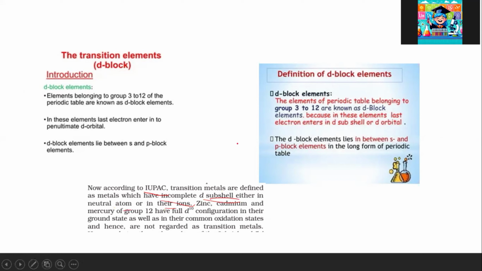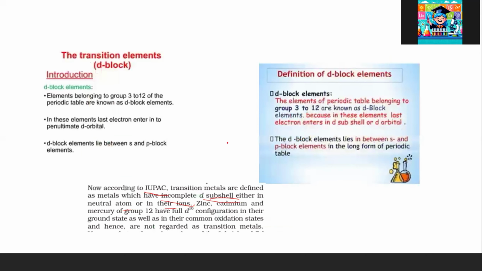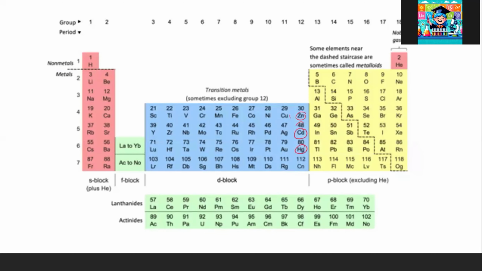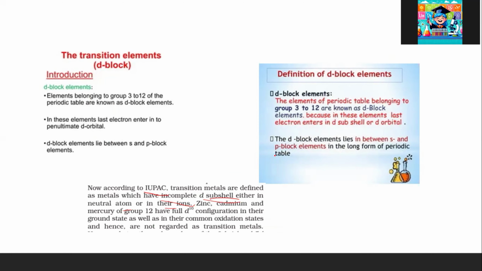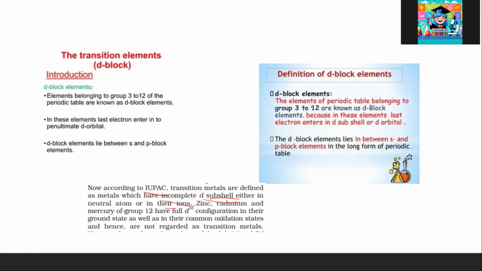So while seeing this, we can observe that group 12 here, zinc, cadmium, mercury, etc., doesn't have an incomplete D shell. They have a D10 configuration. So these are not considered as transition elements. These are exceptions, metals that are not transition elements. So transition elements have an incomplete D subshell.